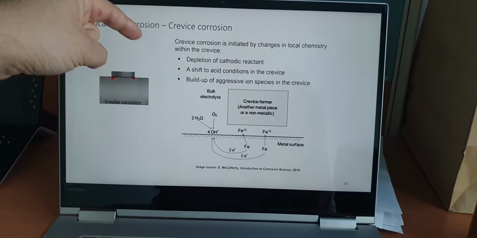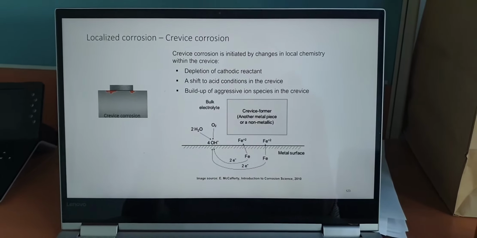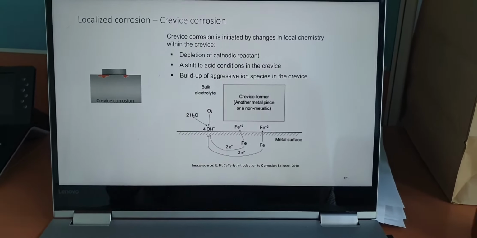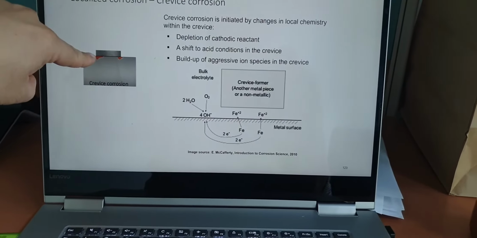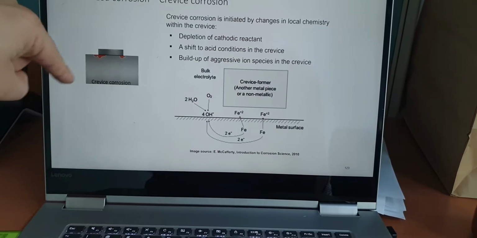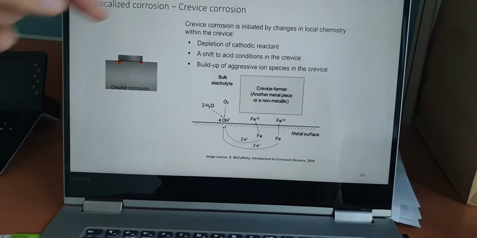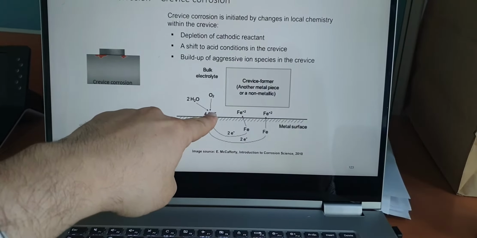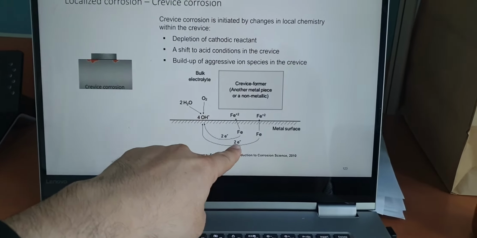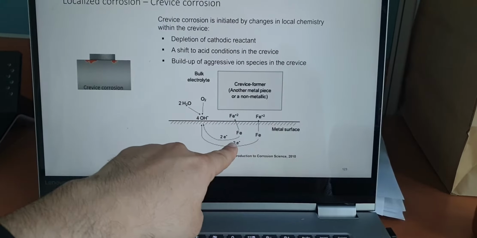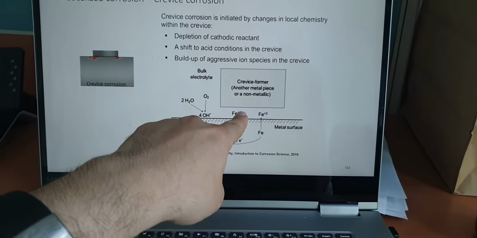We see here that, for example, if we have a crevice former, wherever it is, it could be a bolt or a tie, and then we form a crevice like in this example. At the edge, we have an excess of air, an excess of water, an excess of oxygen. So oxygen plus water makes 4 OH minus. It means we need to have 4 electrons to be balanced. So we need to have iron twice, so to have the iron 2 plus.